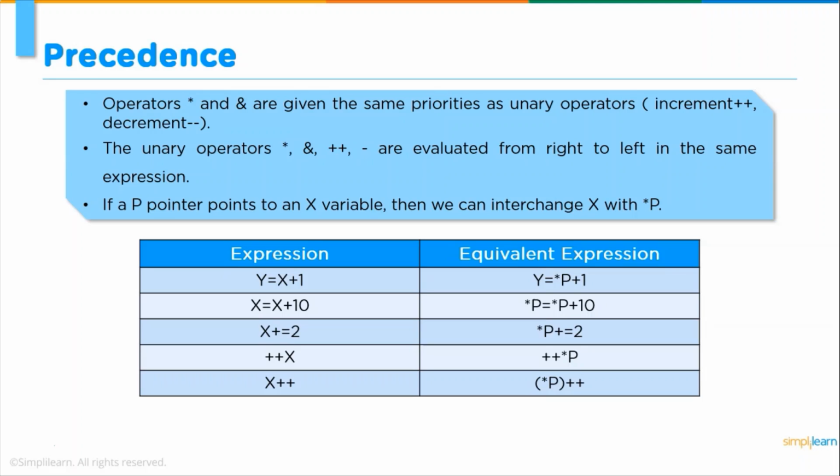In row 4, we are attempting to execute pre-increment with a pointer p. In row 5, we are attempting to execute post-increment with pointer p. Here we have to put star p in braces because these operators are evaluated from right to left. So to give more priority to pointer p, we have to use braces as they have the highest priority.